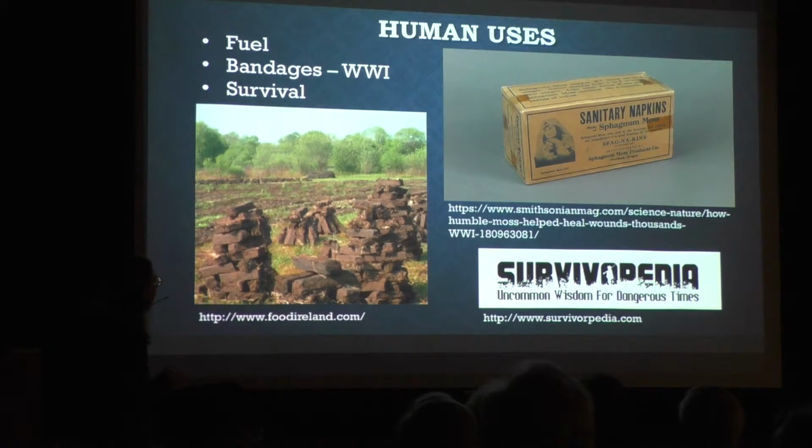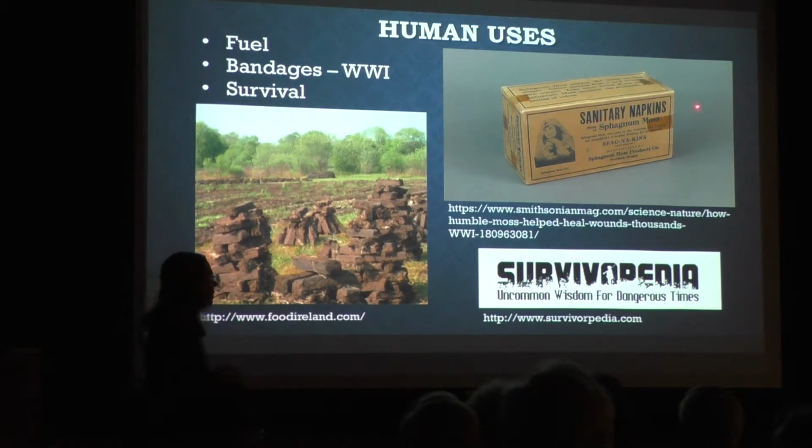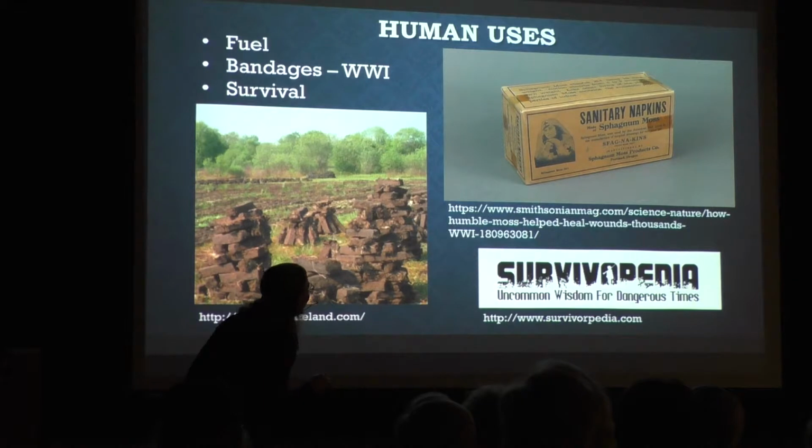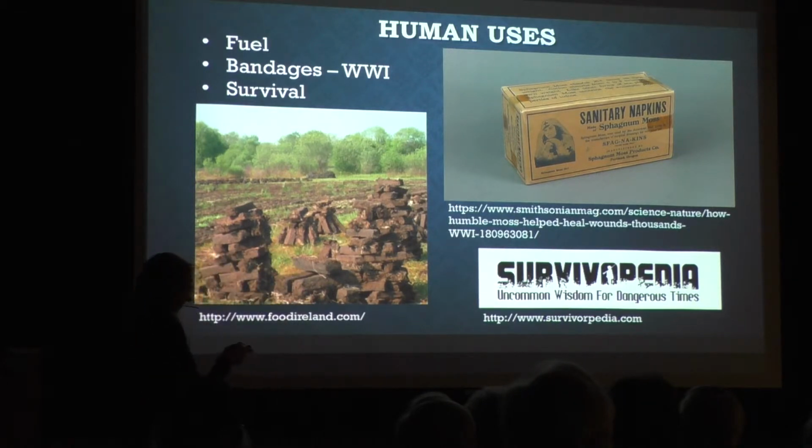Back in World War I, they used these sanitary napkins as dressings for their wounds, because we talked about how absorbent sphagnum can be. So this, you can see, sphagnakins is what they were called. You see that there?